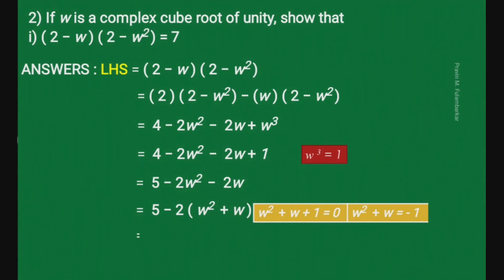So we replace this omega square plus omega by minus 1. So we get here 5 minus 2 as it is. We replace this bracket by minus 1. So in next step, minus minus gets plus. So 2 into 1, 2. So 5 plus 2, we get 7. So we write here 5 plus 2 equals to 7, which is RHS. So in this way, we can show LHS equals to RHS.